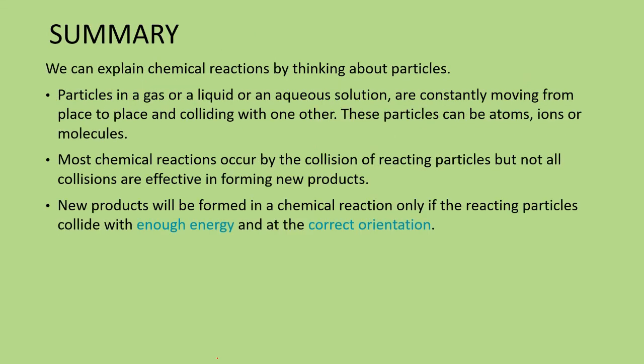So, in summary, we can explain chemical reactions by thinking about particles. Particles in a gas or a liquid or in an aqueous solution are constantly moving from place to place and colliding with each other. These particles can be atoms, ions, or molecules. Most chemical reactions occur by the collision of reacting particles, but not all collisions are effective in forming new products. New products will be formed in a chemical reaction only if the reacting particles collide with enough energy and at the correct orientation.